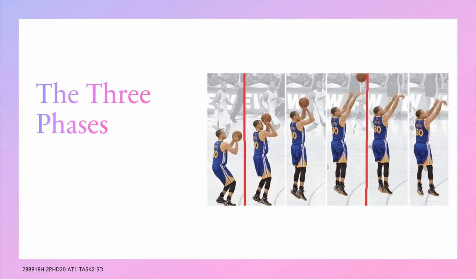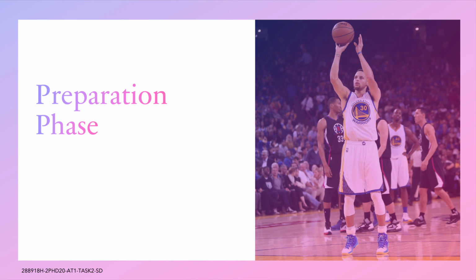There are 3 phases in the basketball free throw. These phases are the preparation phase, the execution phase, and the follow-through phase. The preparation phase is crucial in the basketball free throw as it allows the athlete to focus their concentration and prepare them to shoot the ball accurately.